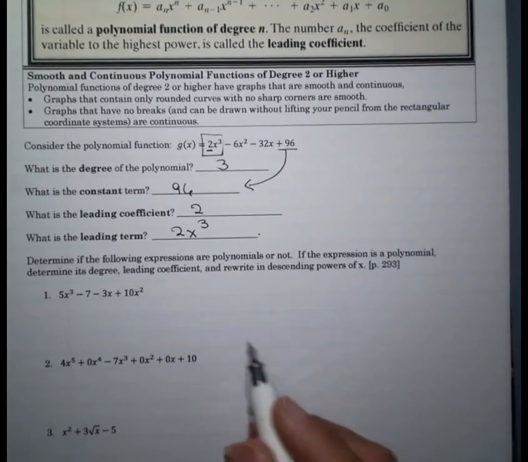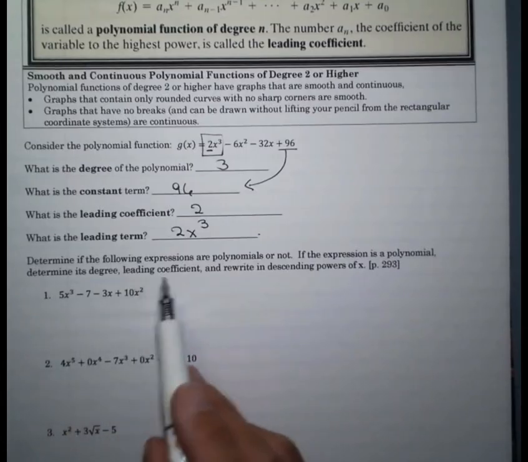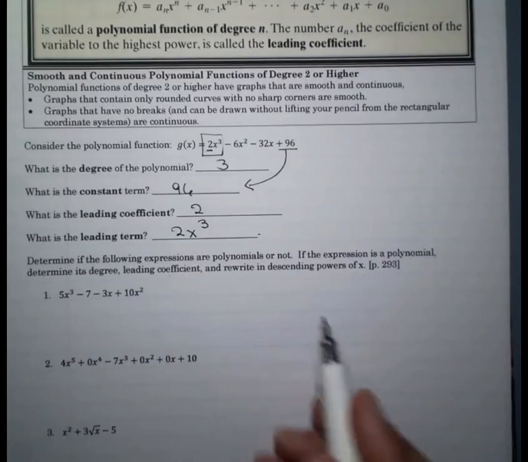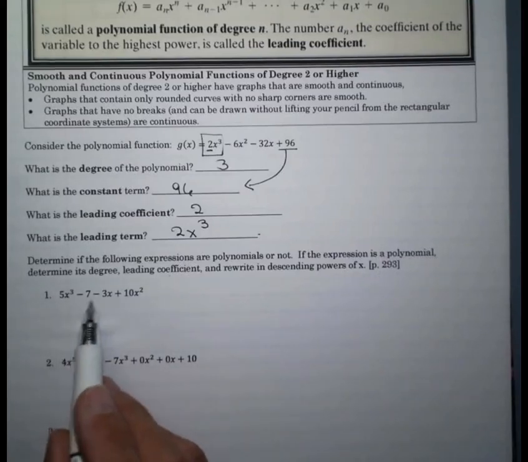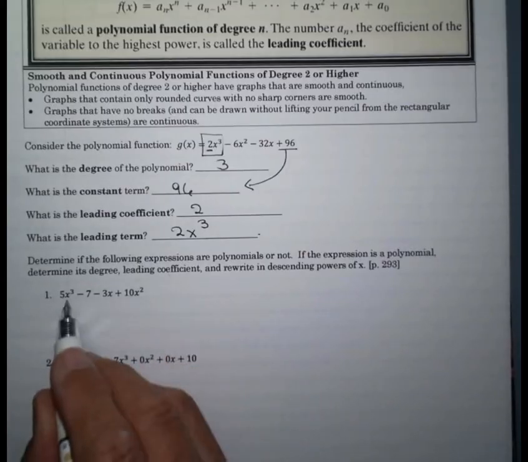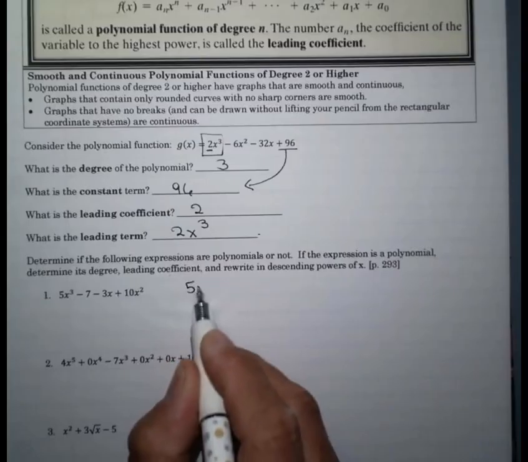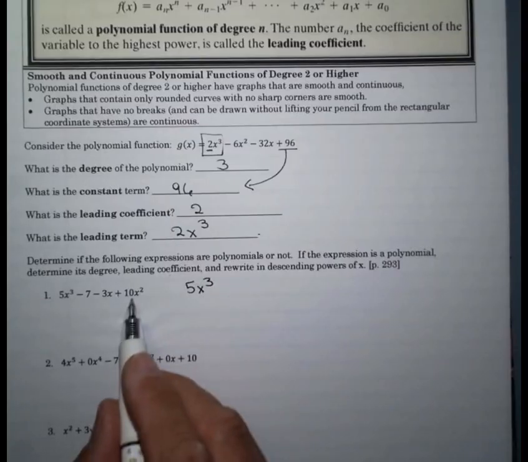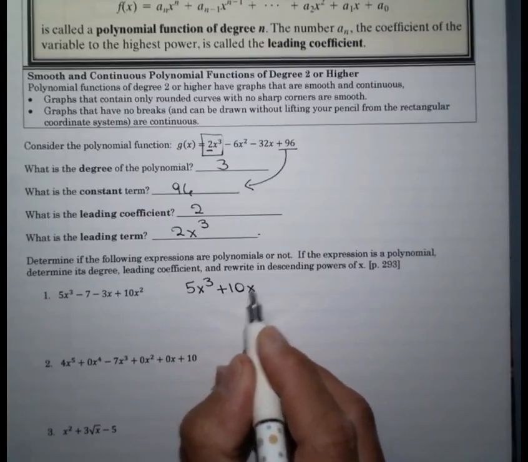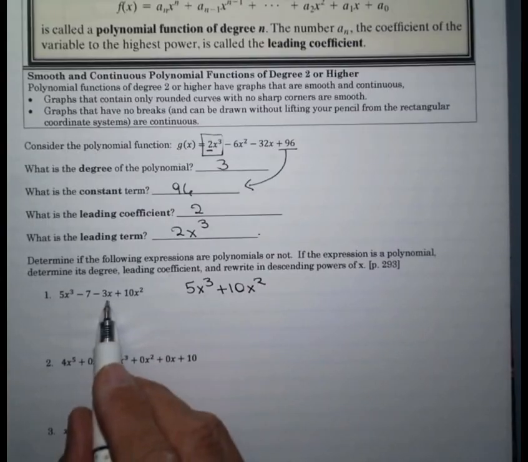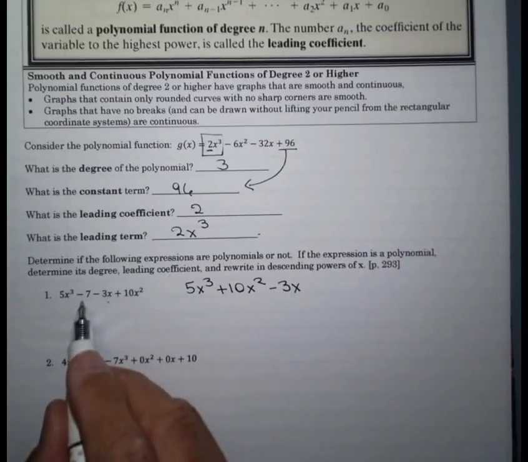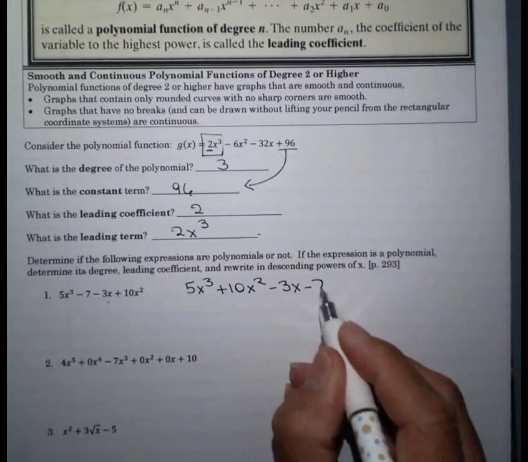The first one says we need to find the degree and the leading coefficient, and rewrite it in descending powers of x if we have to. So first of all, I look at it and it is definitely not in the right order, so I'm going to rewrite it in descending powers of x. I'll start with the x cubed term. The next one is going to be the x squared term, a positive 10x squared. The next one would be my x term, a negative 3x. And the final one is just the constant term, a negative 7.